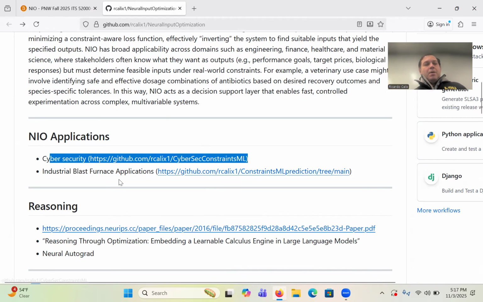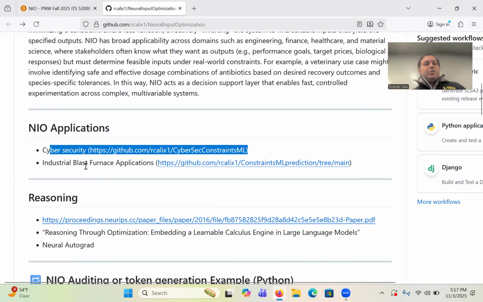Okay. Another example is industrial blast furnace applications. I've described this a little bit as well. We'll cover this one today. Just go over some of the ideas of the code so we can talk about it.